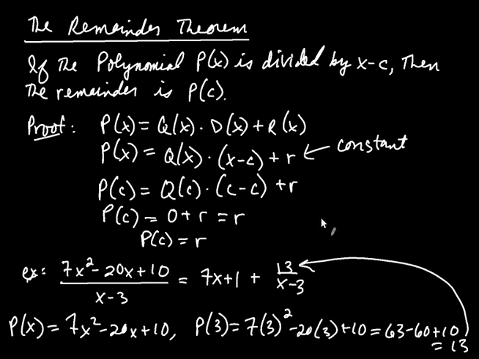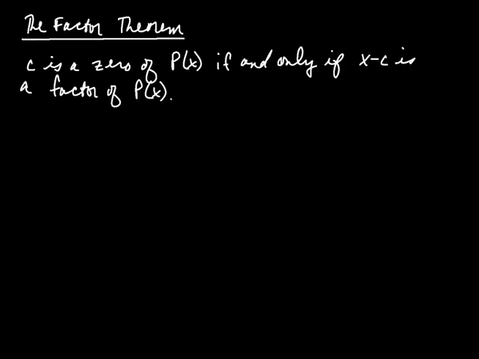Okay, so let's go ahead and see how this helps us prove another theorem called the factor theorem. The factor theorem says that c is a 0 of p of x if and only if x take away c is a factor of p of x. So notice that this is an if and only if statement. That means you have to prove both directions. You have to prove that if x minus c is a factor of p of x, that shows that c is a 0 of p of x, and you also have to show if c is a 0 of p of x, then x minus c is a factor of p of x. So let's see a proof of this.